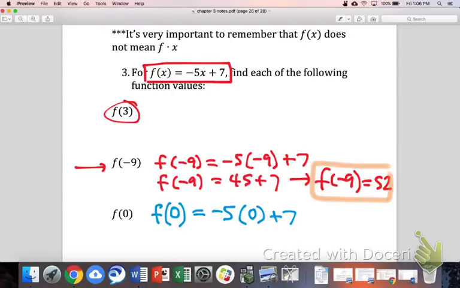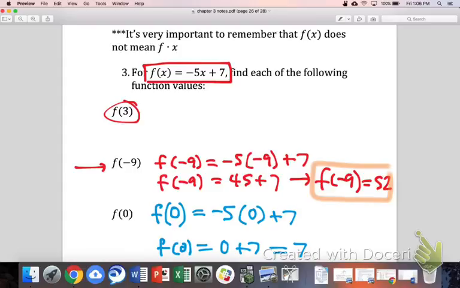You can multiply negative 5 times 0 and get 0. And then plus 7, so then that's just 7. Anything else? Then go to the other side, do 0 times f, which is 0f, so 0.